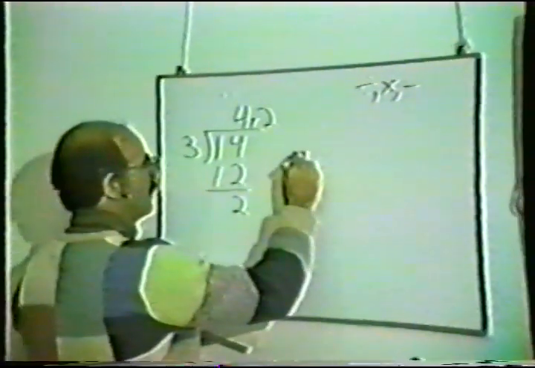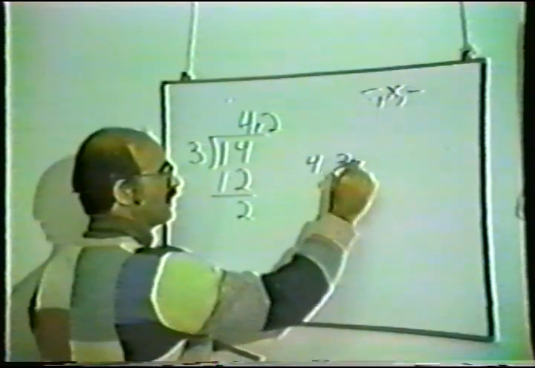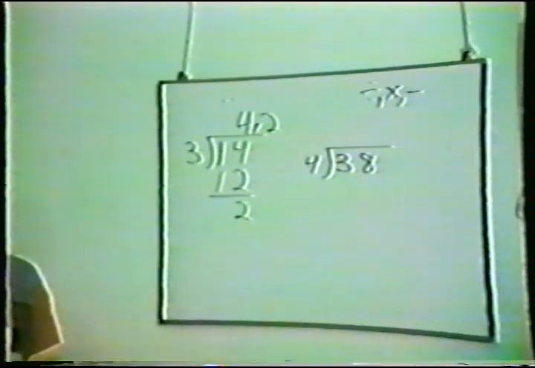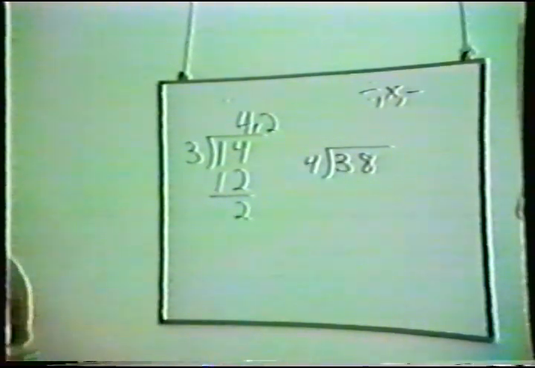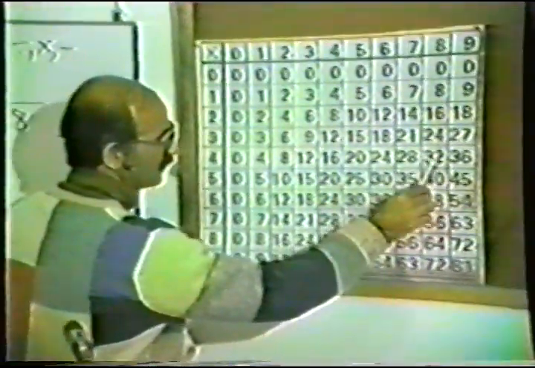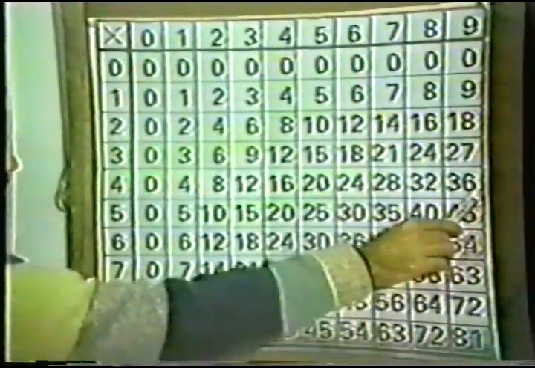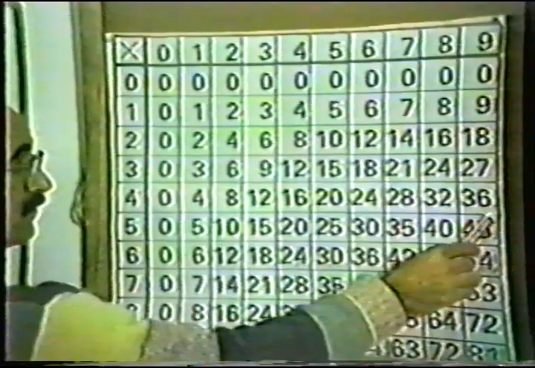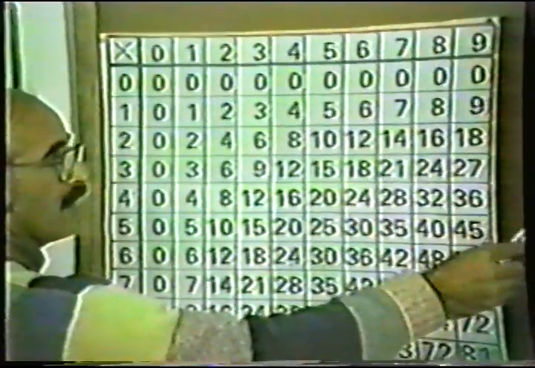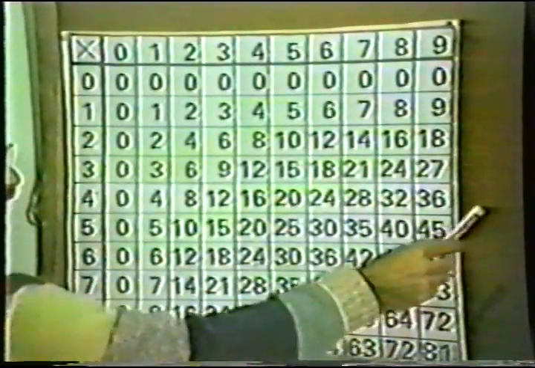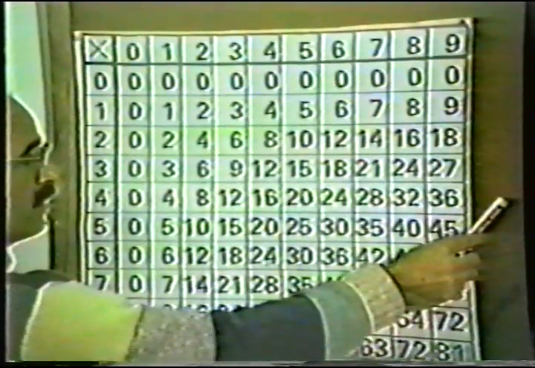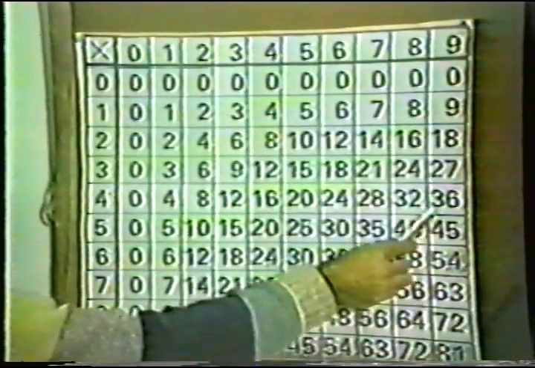Next one. 4 into 38. Does the 4 go into 3? No. So we have to use the entire 38. Tell me when to stop. Stop. Well, I don't see 38. I don't see anything after 36. But if there were one more number here on our times table, what would it be? 40. 36 and 4 more, since we're in the 4 row, would give us 40. But we have to use the 36.